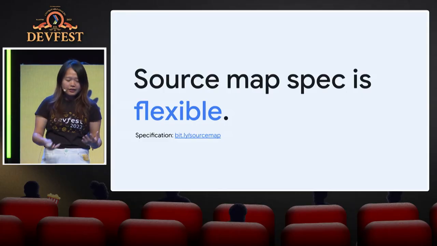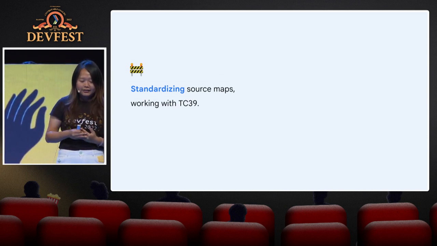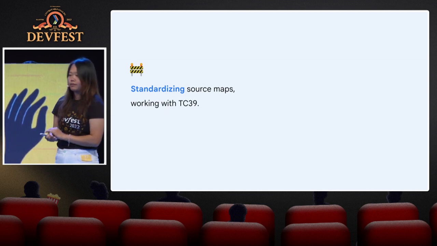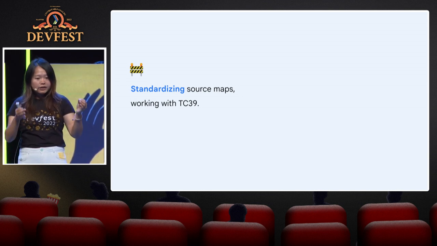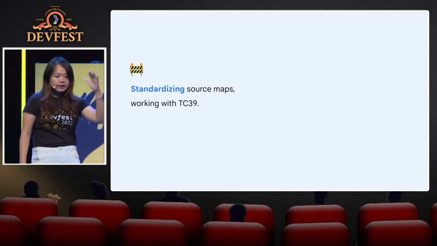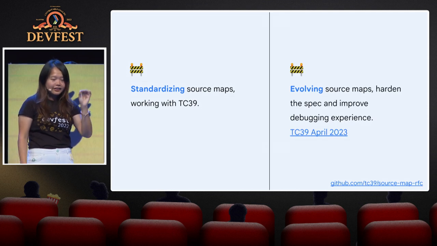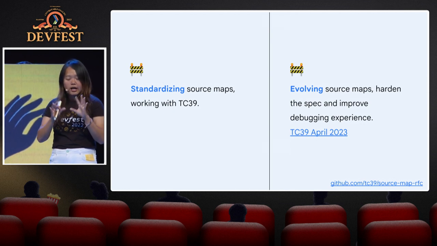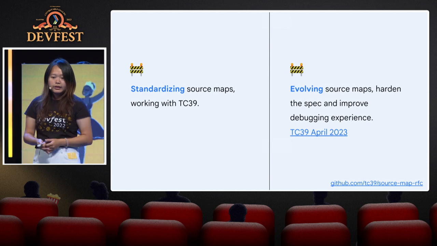So DevTools or any tools on the receiving end do not actually know how to parse the file correctly. So currently there's an effort to standardize the source map. We are working with TC39, the ECMAScript standards body, to standardize source maps so everyone has the same understanding of how source maps should work. And the process is to evolve the source map, to harden the spec, to finally improve the debugging experience.